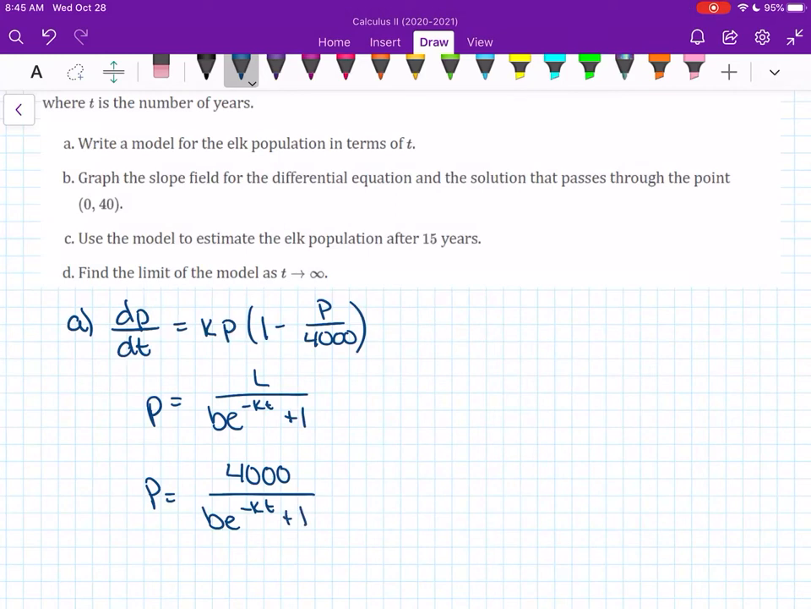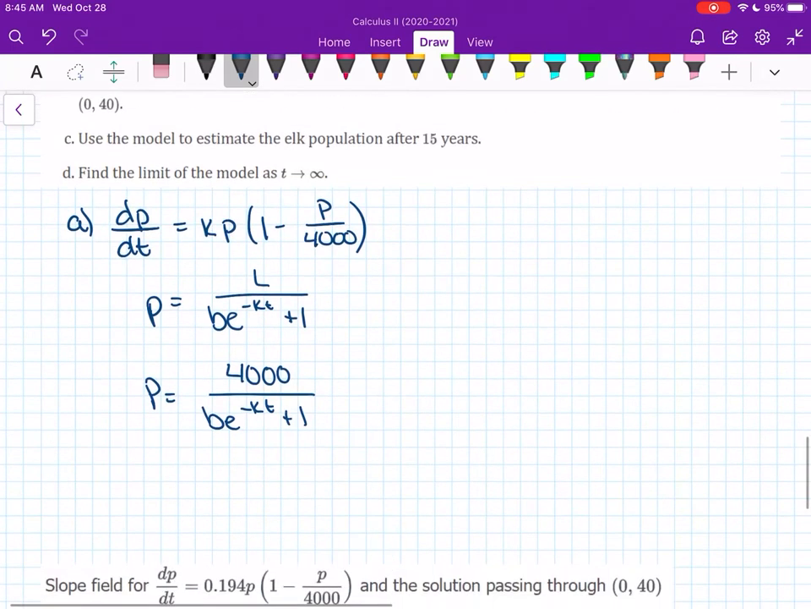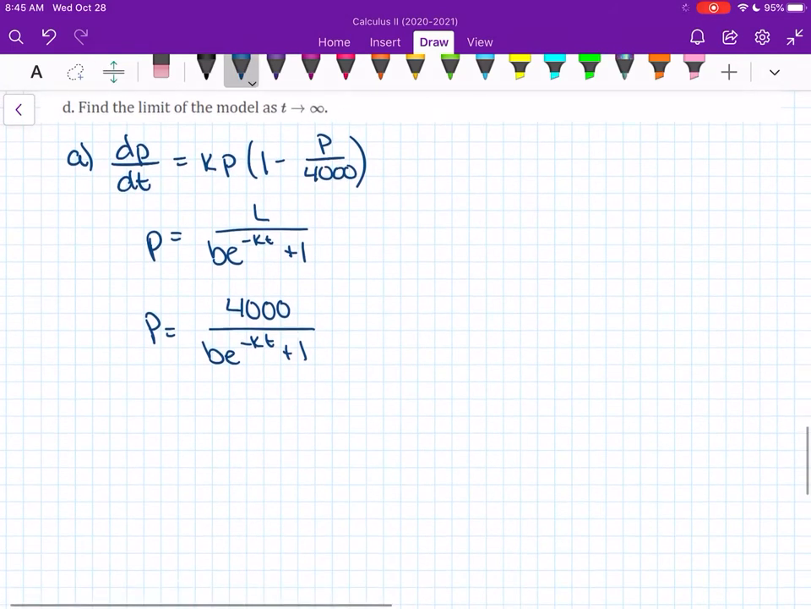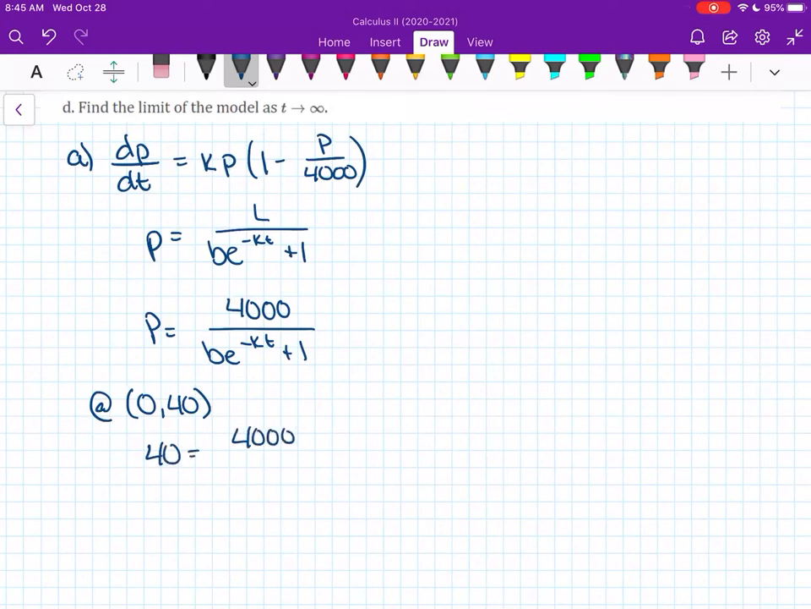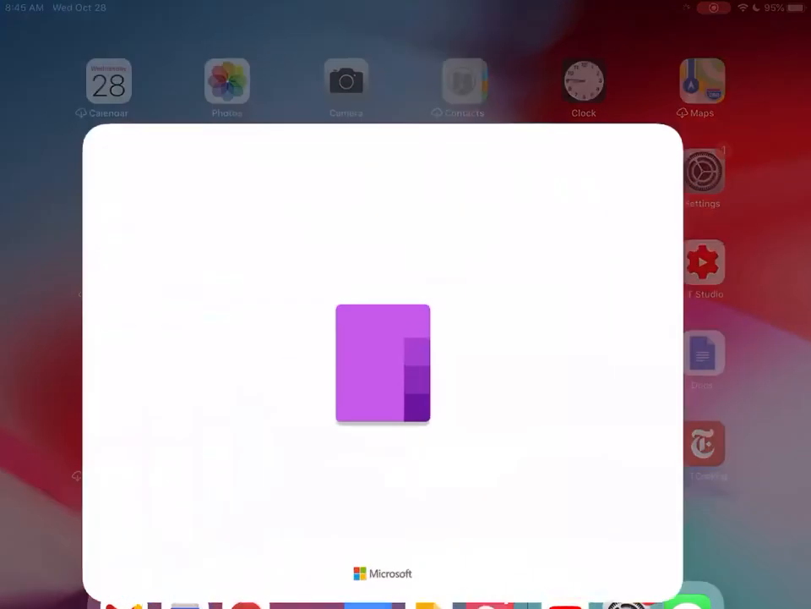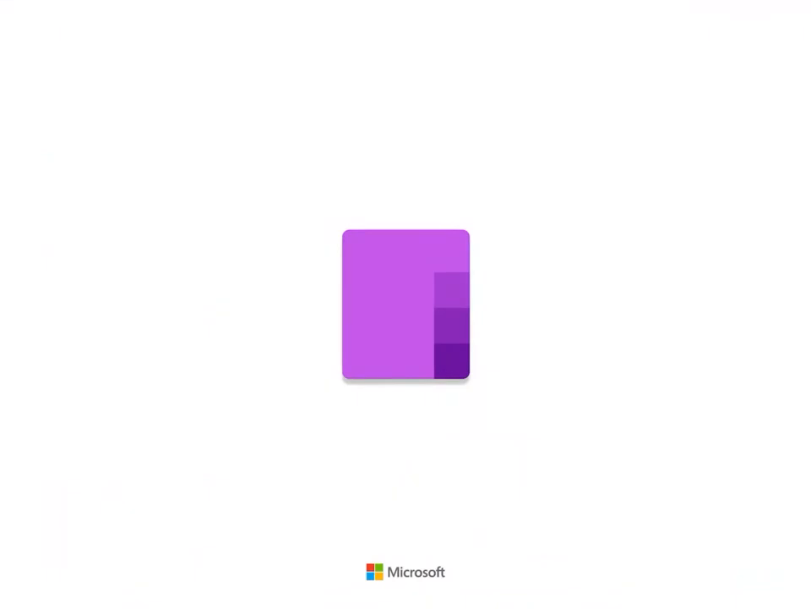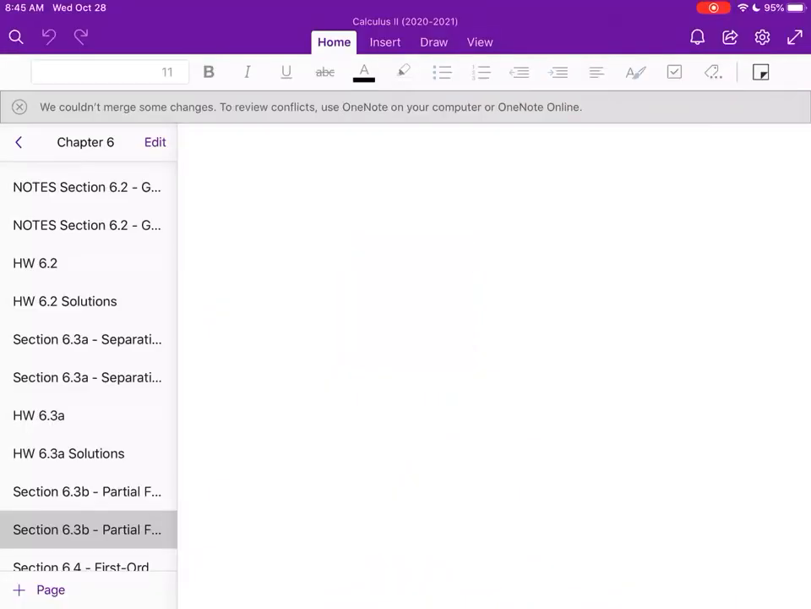So now I have two more constants I need to find. I need to find the value of b and the value of k. So we are given 2 points to start with. We know that at 0 years I have 40 elk. So if I plug that in, I get 40 equals 4,000 times what?